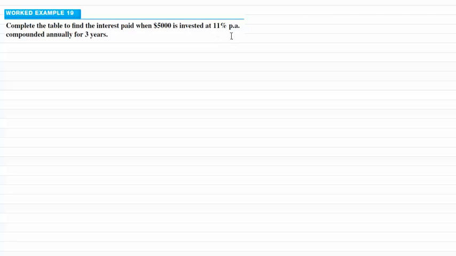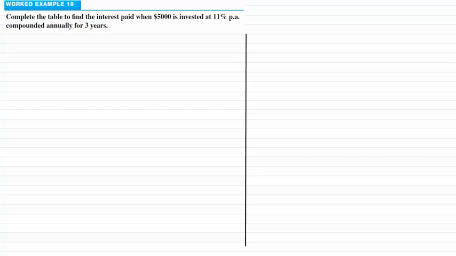Okay, in this video, let's have a look at developing what we call the compound interest formula. We've done the table to work out interest for a situation involving compound interest. Let's have a look at an example. Let's look at the same example. Let's look for a pattern.